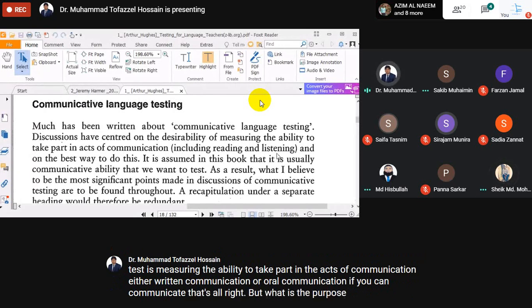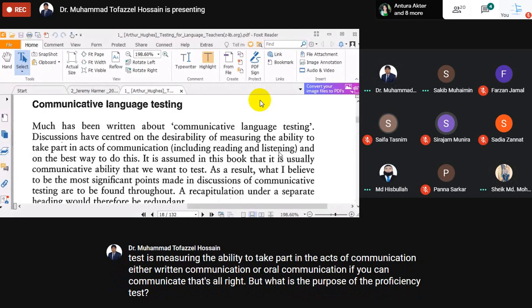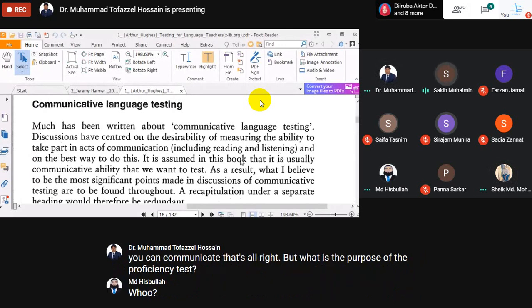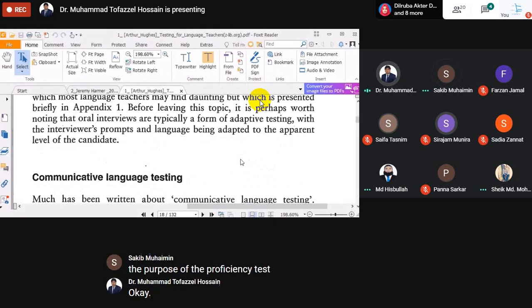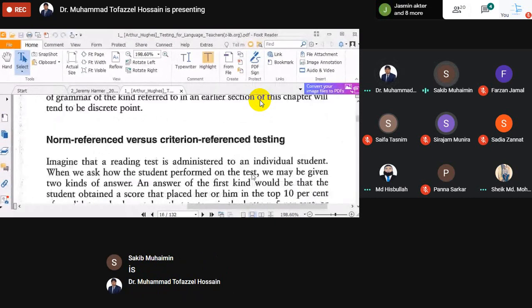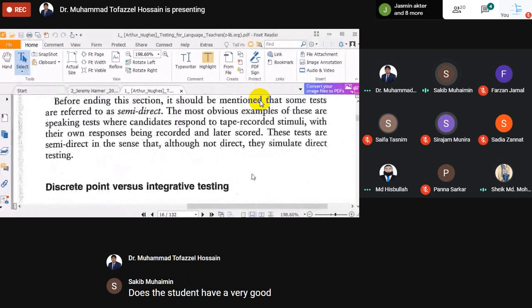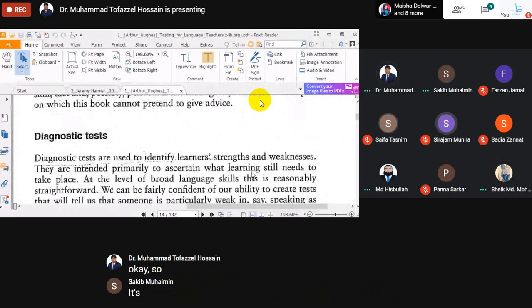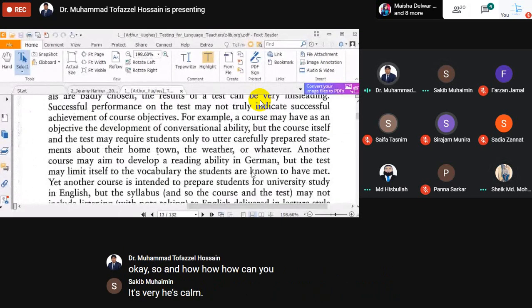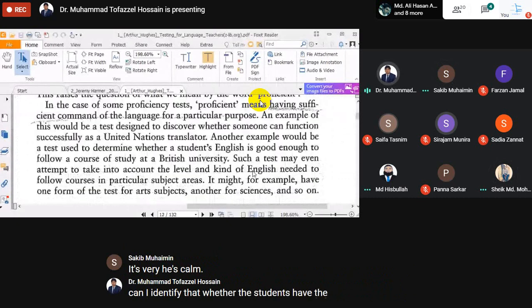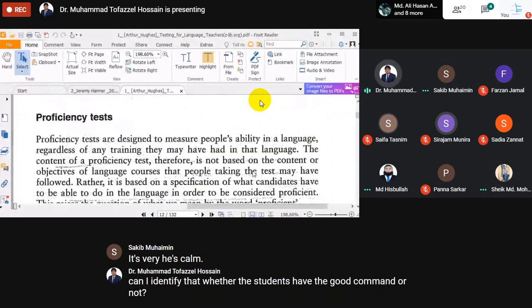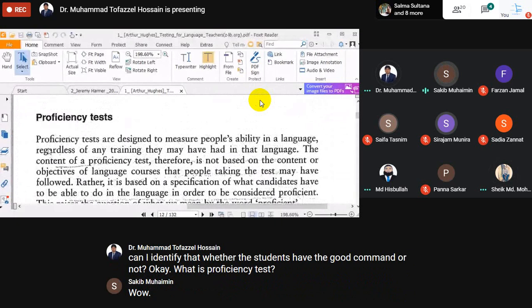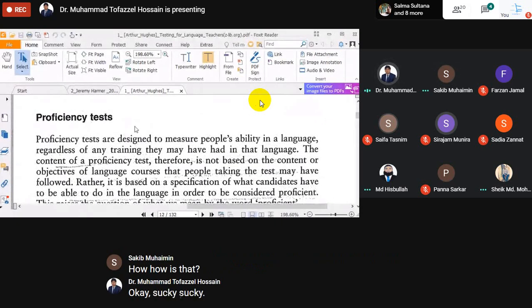But what is the purpose of the proficiency test? What is proficiency? Does the student have a very good command over the language? How can you identify whether the students have good command or not? Okay, Saqib, could you please read the proficiency test? Okay, sir.